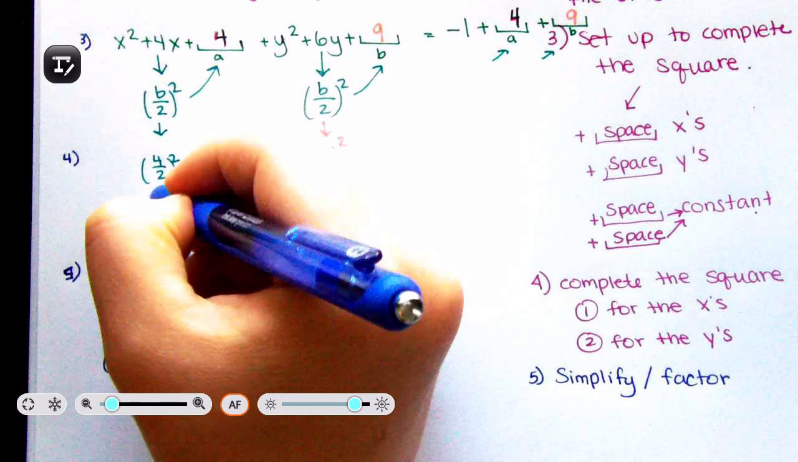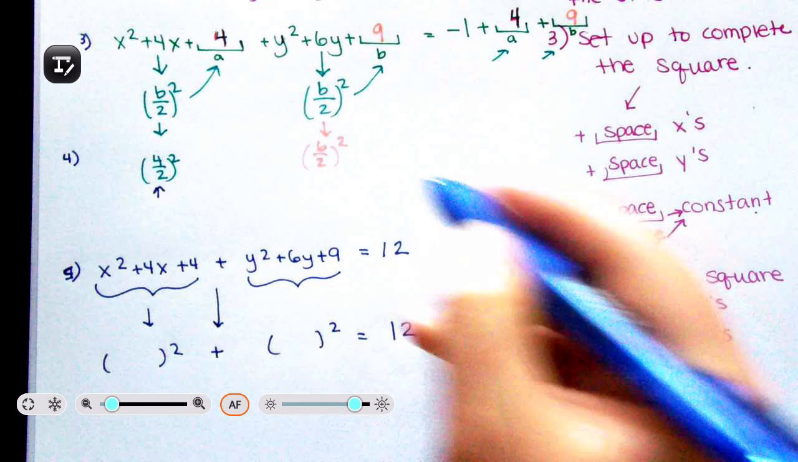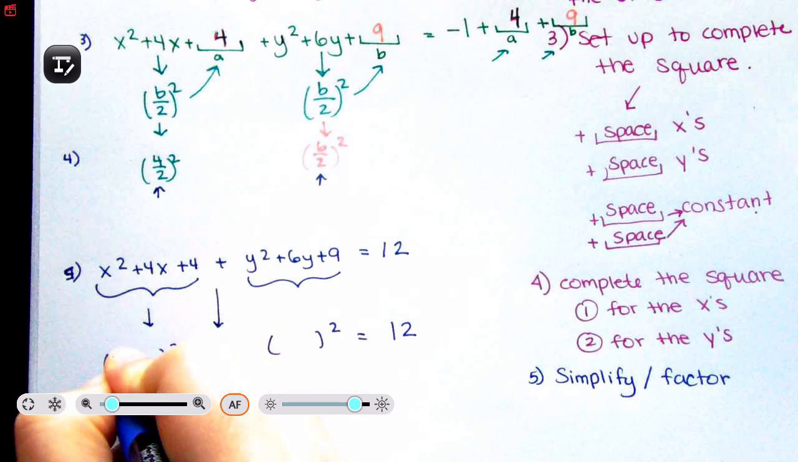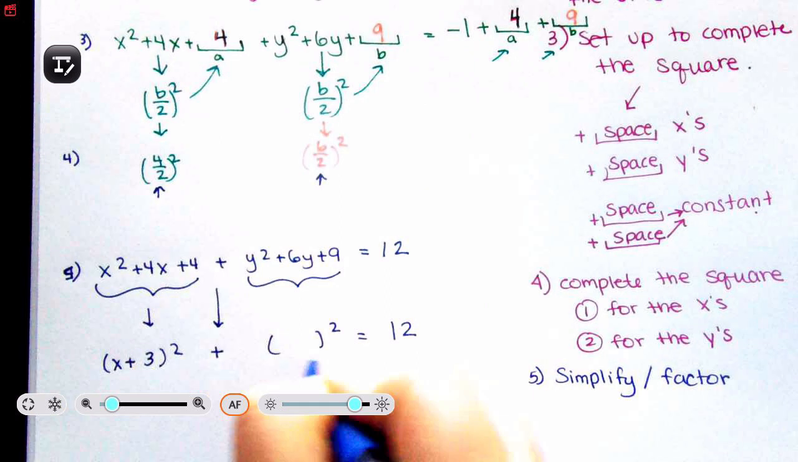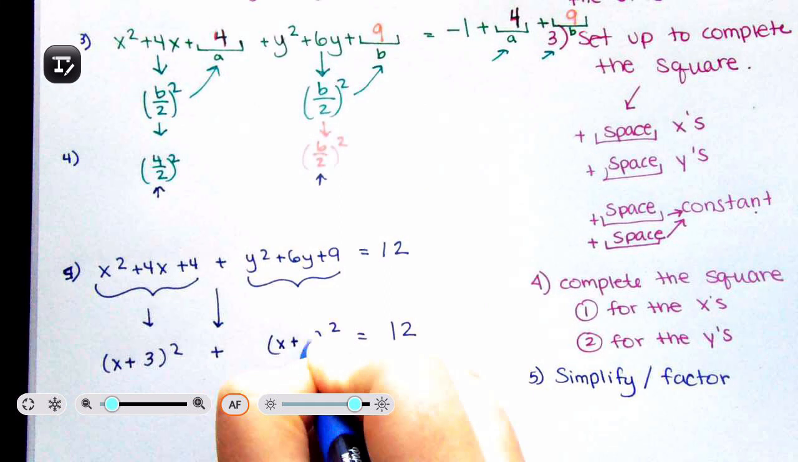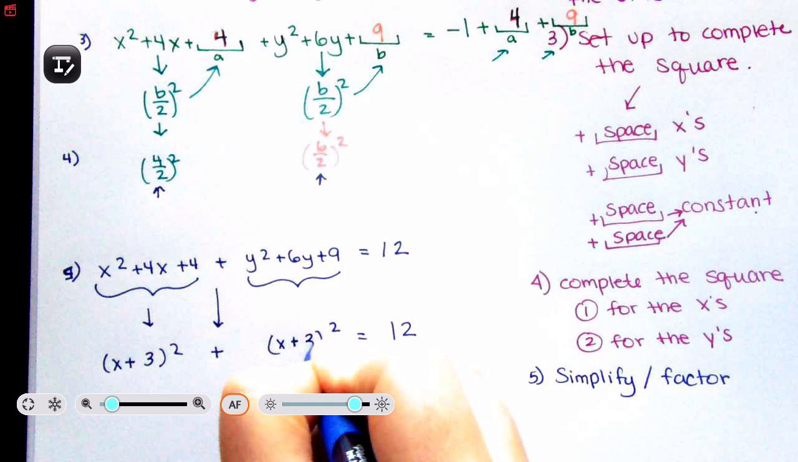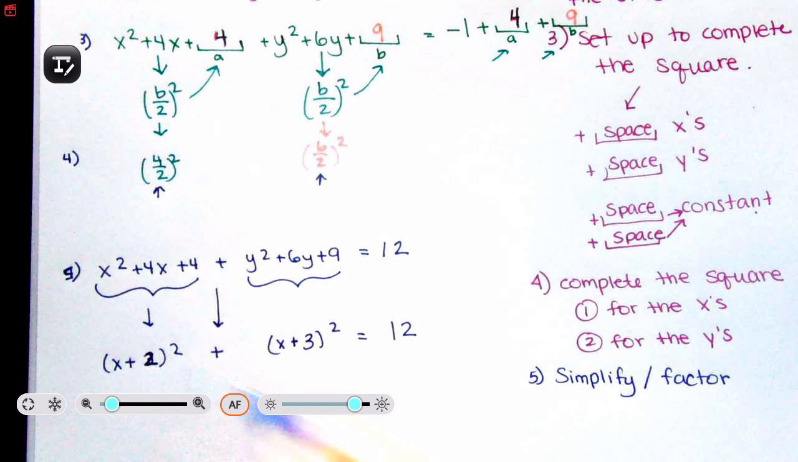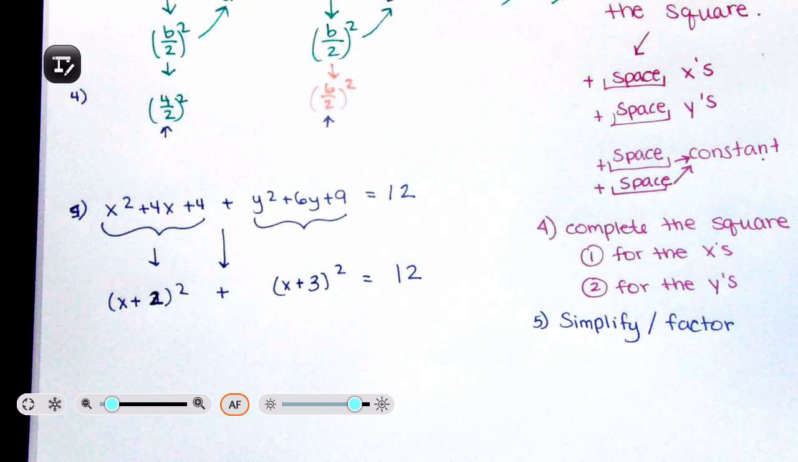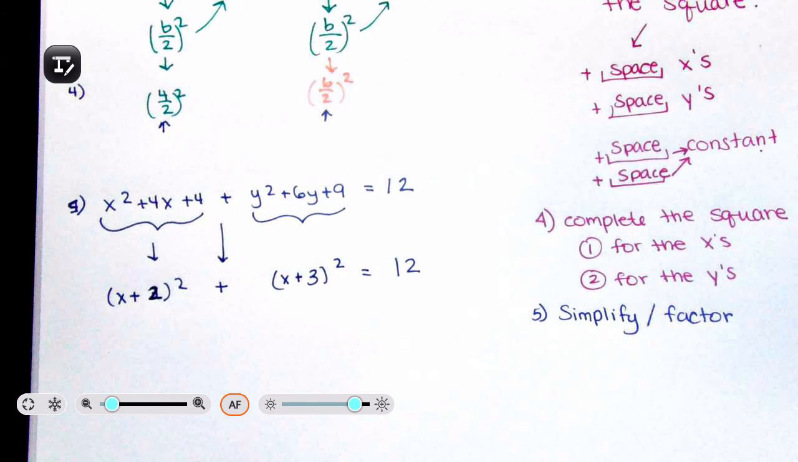And the number inside the parentheses before you square it is going to be what's going to be here. So x plus 3 and x plus 3. Oh, excuse me. This should be 2. x plus 2 and x plus 3.